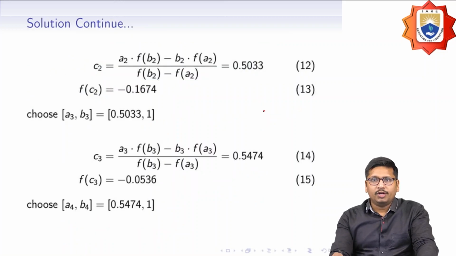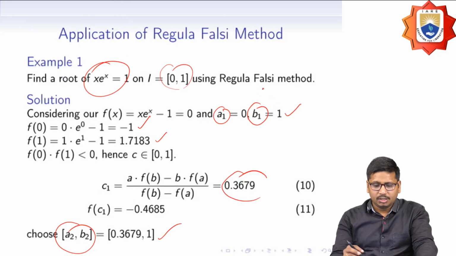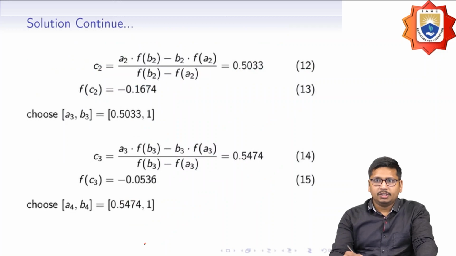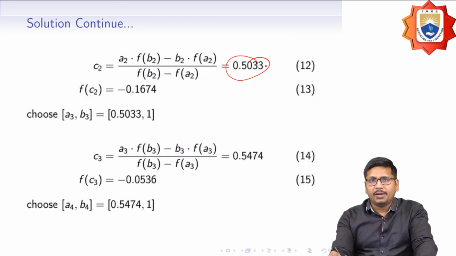So again I find c2 here. In a similar fashion to how c1 was estimated, I take c2 also. So the c1 value is this one, and f of c1 is this one. Then change the interval values, a2 and b2. Initially I took 0 and 1. Now I consider this one as the starting point, and 1 should be the common one. By substituting all the values, I get the c2 value here, and f of c2 as this.